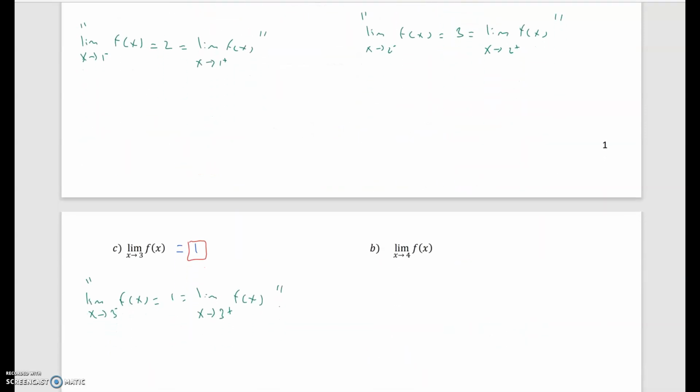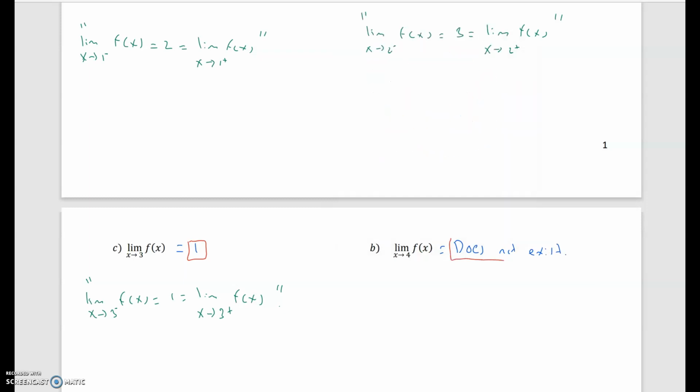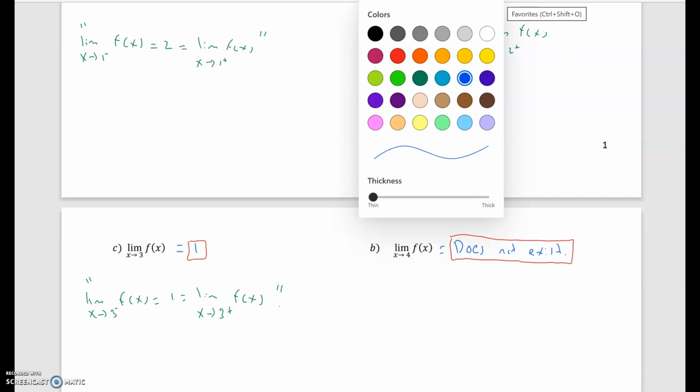Let me write it out. This is supposed to be D. I'll fix it on the handout. So in this case, does not exist. If they wanted a justification, most likely they're going to want a justification on this one. We would simply say that, and let me use green.